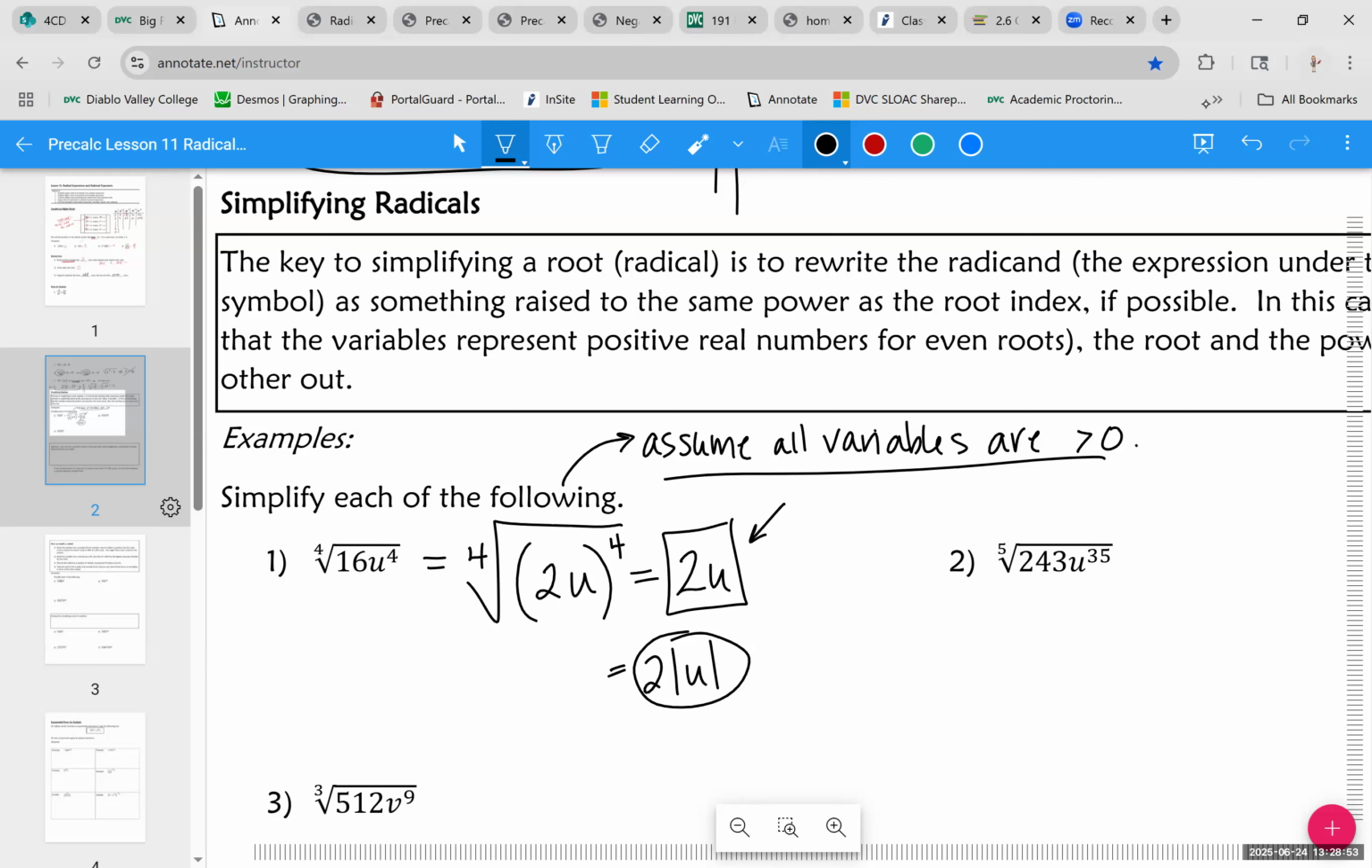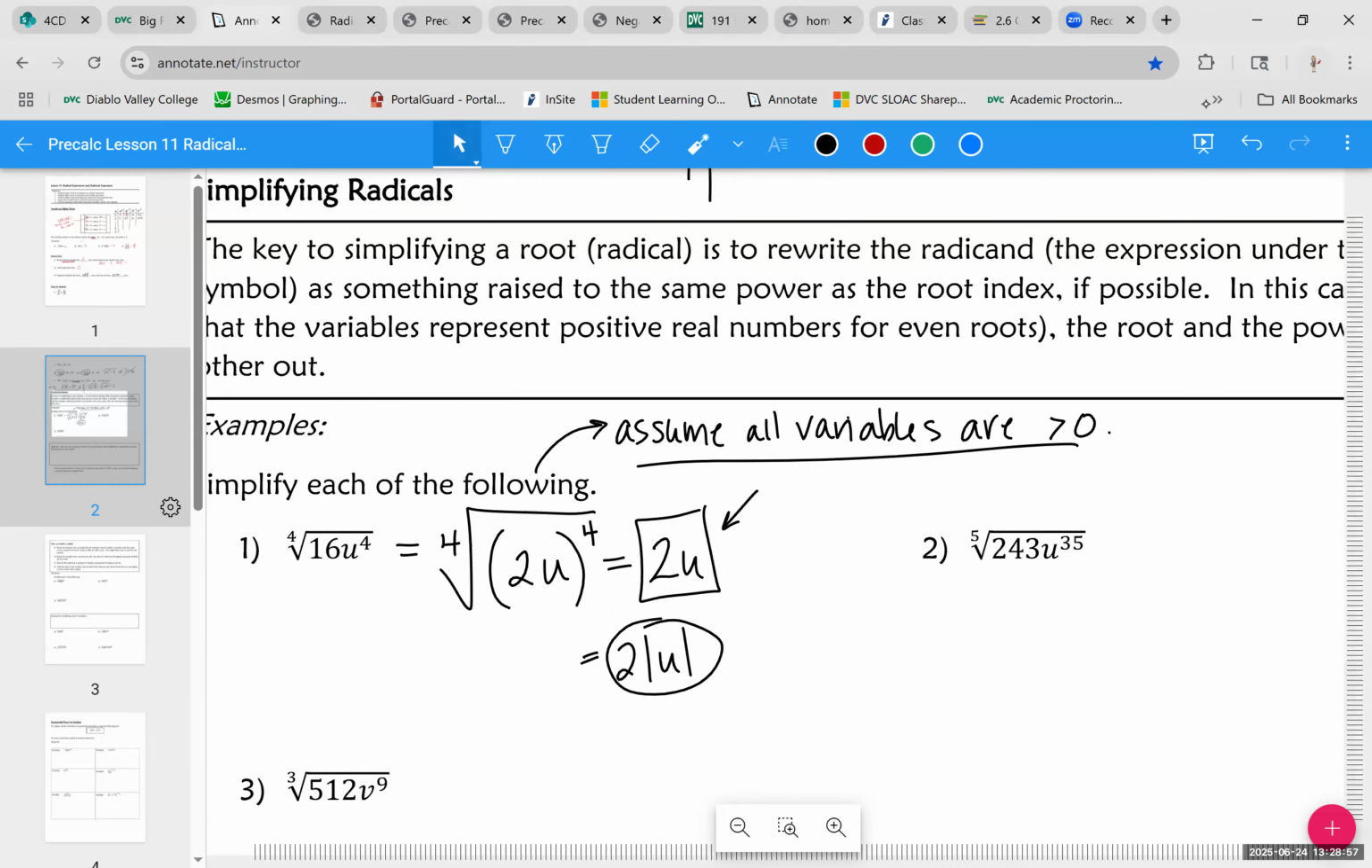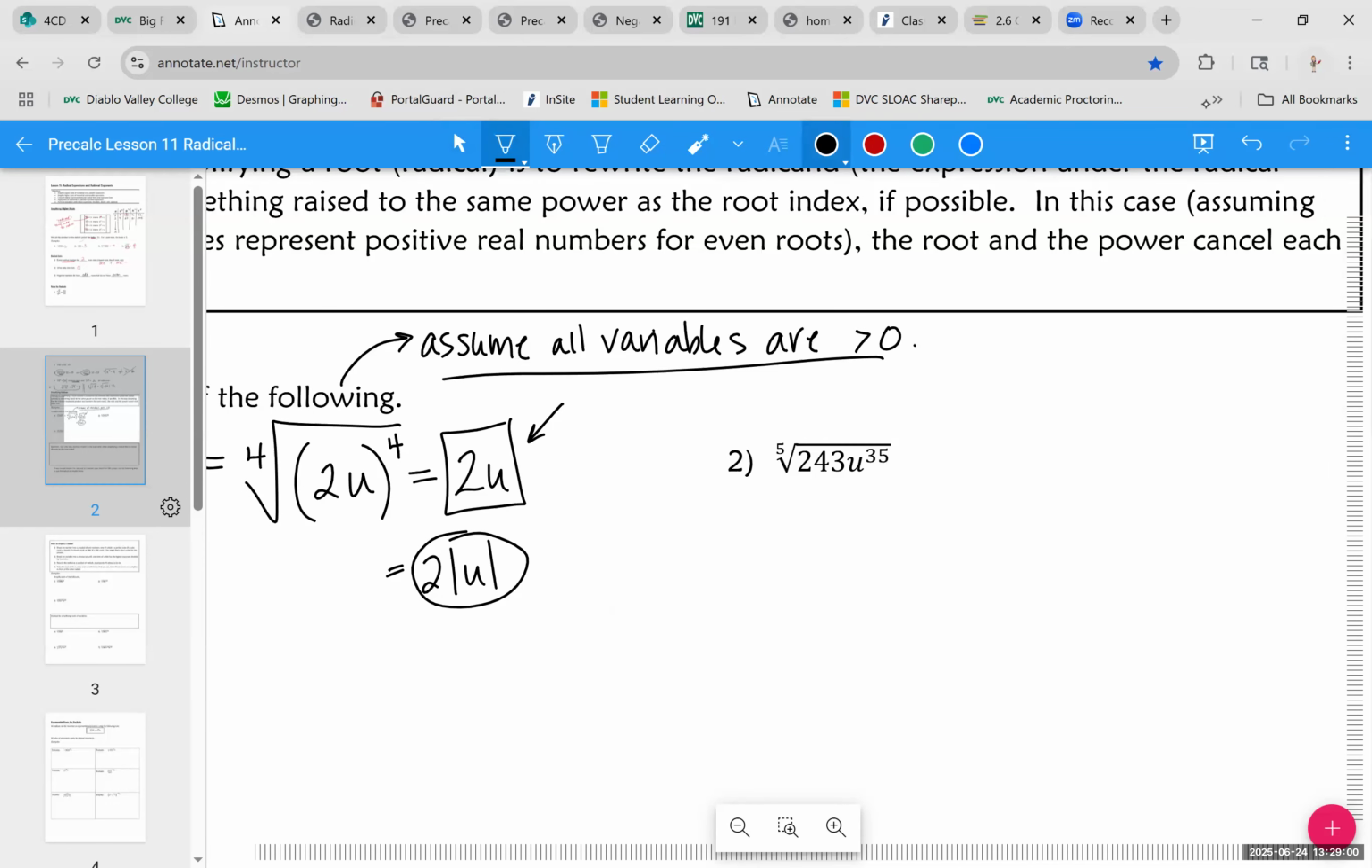Okay. So similarly, I'm just going to kind of follow along the same idea. Can we rewrite what's under this fifth root as something to the fifth?